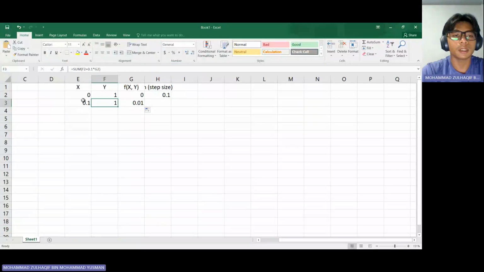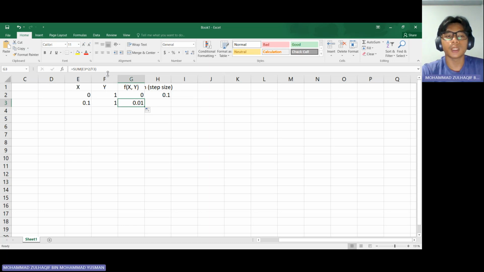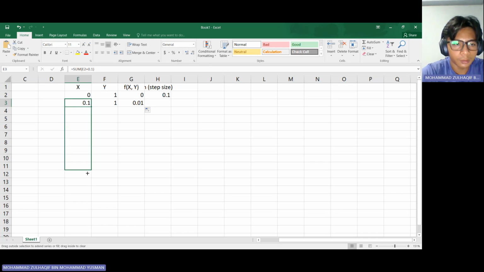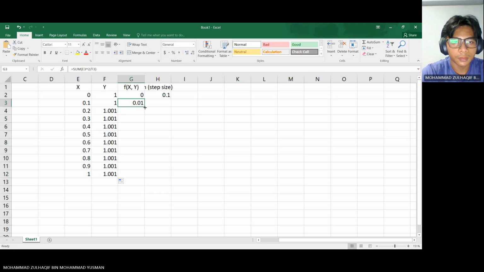Okay, right here, I've already keyed in the equation, which is for x, I just increased it by step size, which is 0.1. And then for y is just the method I just showed you, which is y1 equals y0 plus h times f(x,y). And then this will be our x squared over y. So I drag it down till row 12, where x is 1, then drag it down in the same column.